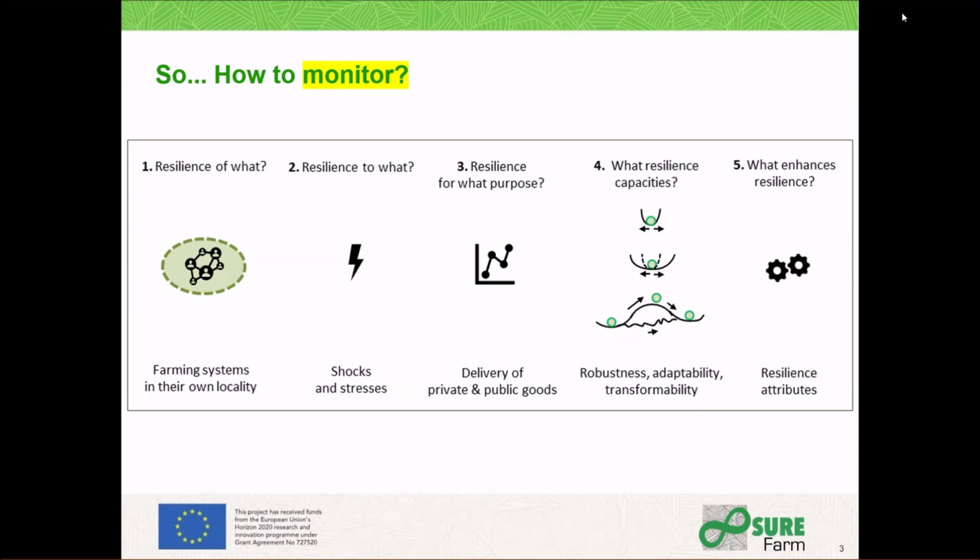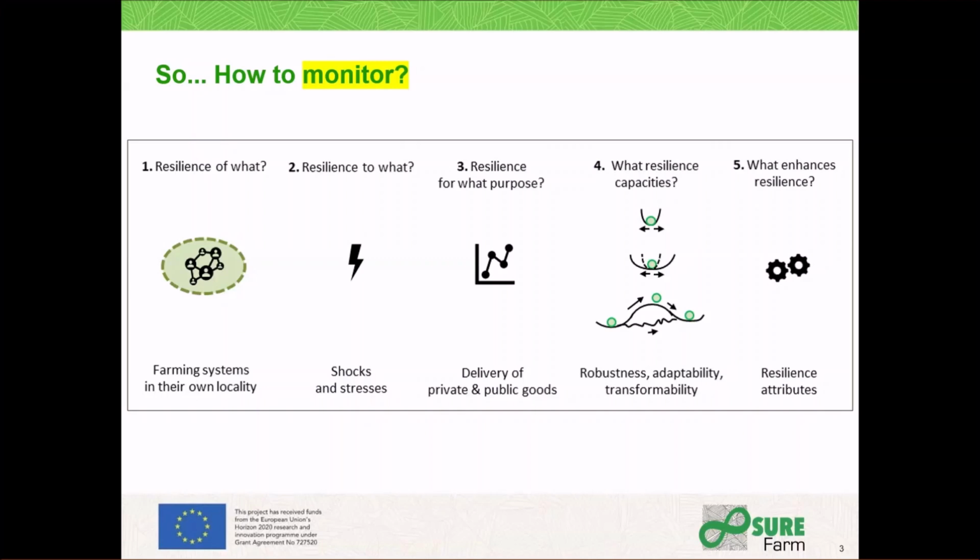Then I'm happy to show you the SURE-Farm approach. We structured our analysis in 5 systematic steps. We look at farming systems. That is what the first picture says. Resilience of what, to what, for what purpose, number of capacities, and these are very much in line with the previous speaker. And especially the 5th one, I come back to that also, the resilience attributes.